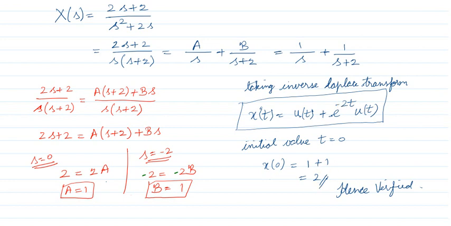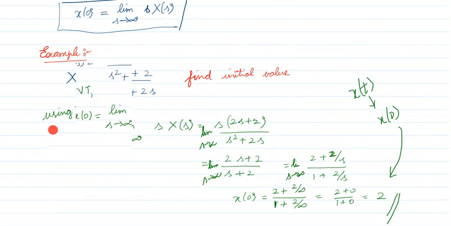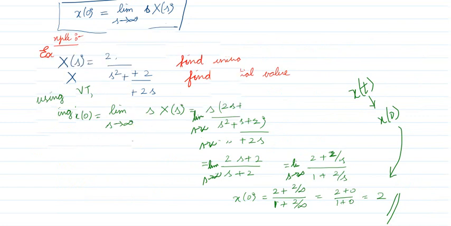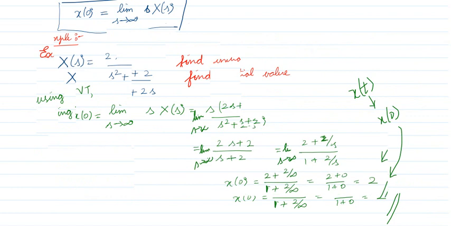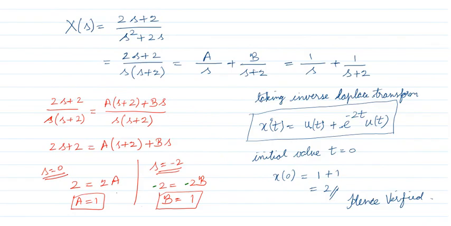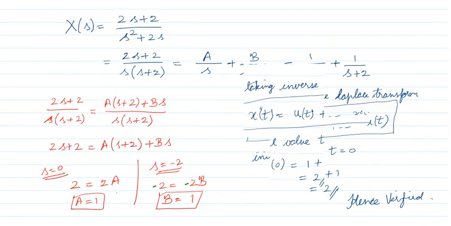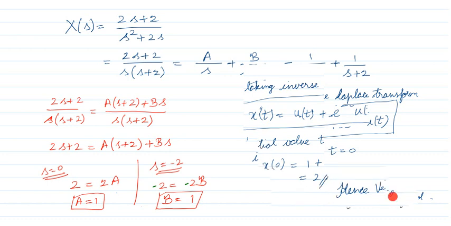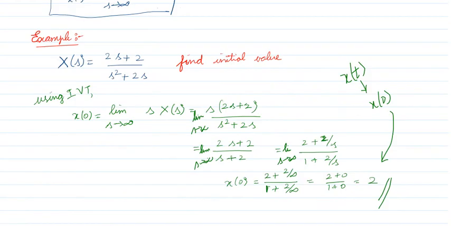So what I have done here, using the initial value theorem, very easily s into X of s, in place of s I can substitute infinite. I am getting 2. But here I have taken the inverse Laplace transform in the time domain and put t equal to 0. Thus, I have proved the initial value theorem. Initial value theorem helps to find the initial value in what domain? Time domain. Using this theorem, I can take the limit s tends to infinite of s into X of s, and find out the initial value in time domain.